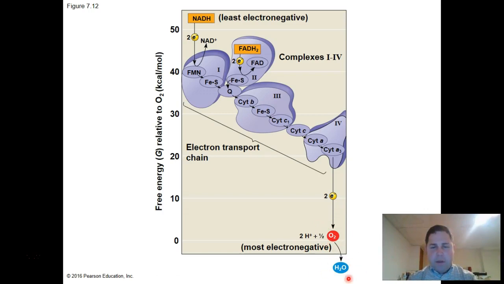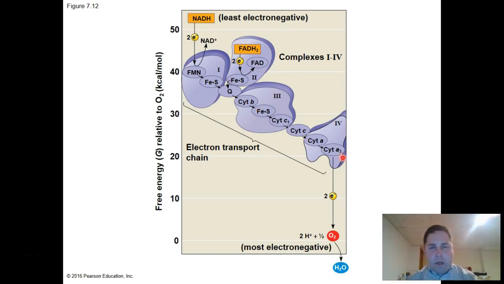reduced to H2O. By going through these processes stepwise, we release little bits of energy that can be utilized by the cell, and this prevents us from having an explosion as we go from H+ and O2 to H2O, and instead allows us to generate ATP. You'll notice that FADH2 has less free energy relative to NADH, and that will become important when we think about how we get less ATP per FADH2 than we do per NADH.